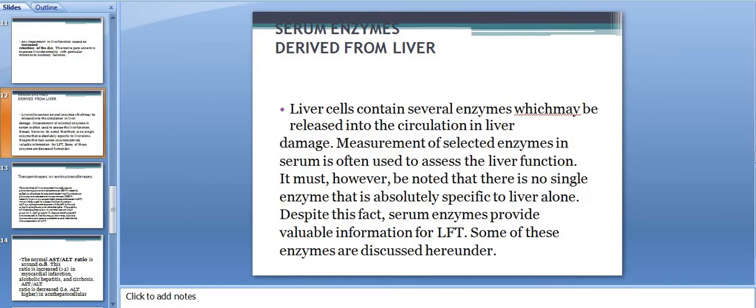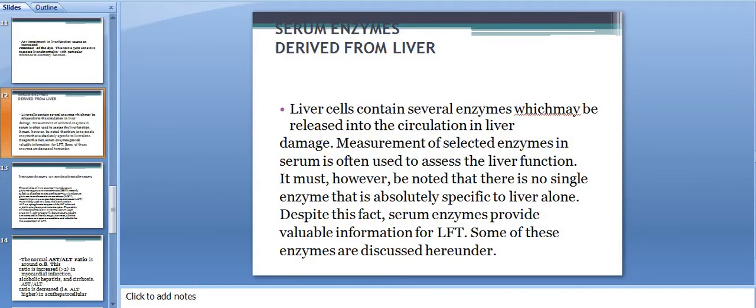Measurement of selected enzymes in serum is often used to assess the liver function. It must, however, be noted that there is no single enzyme that is absolutely specific to liver alone. Despite this fact, serum enzymes provide valuable information for liver function tests.